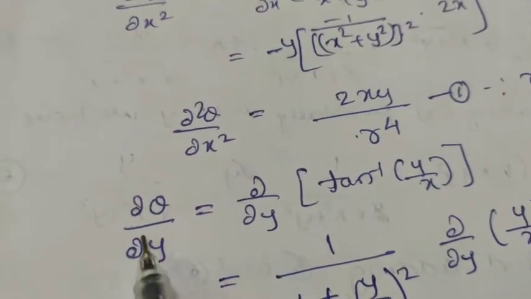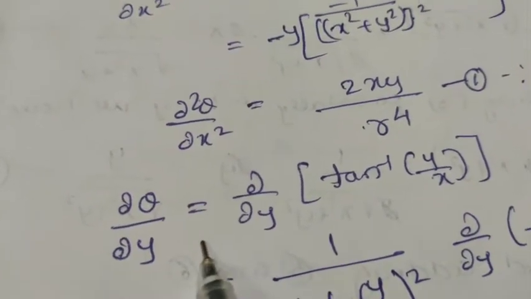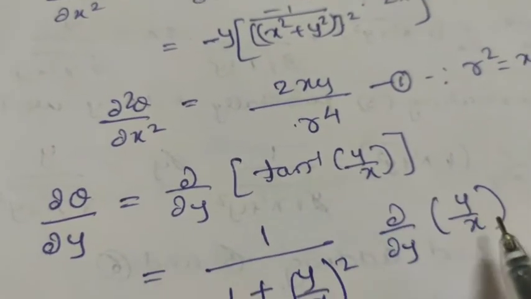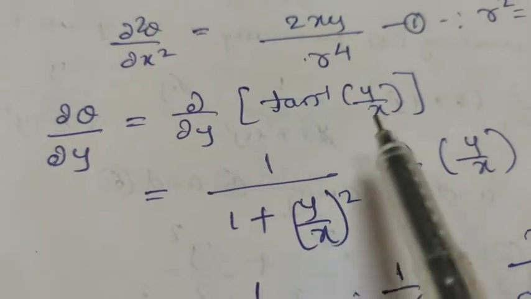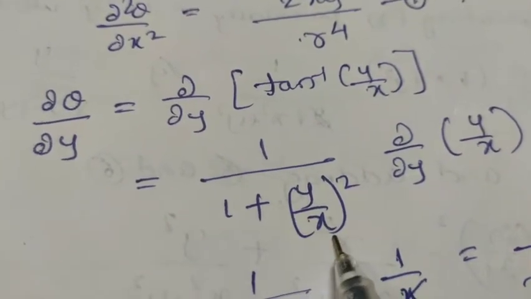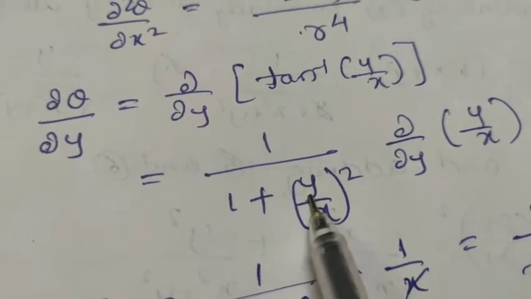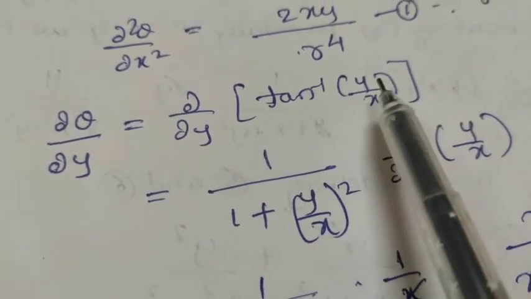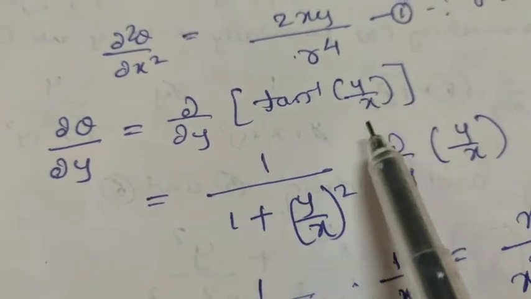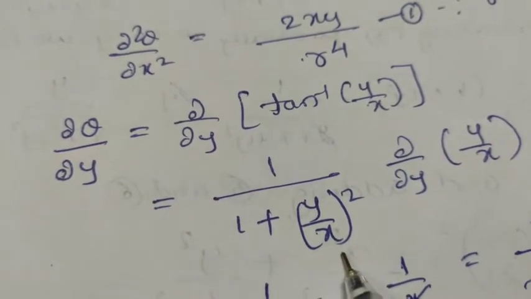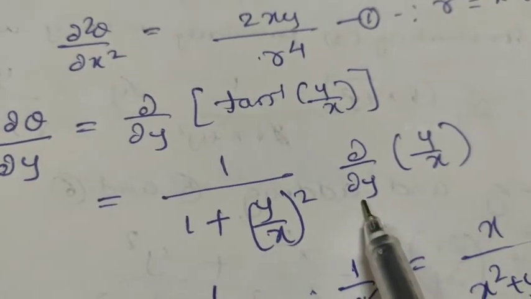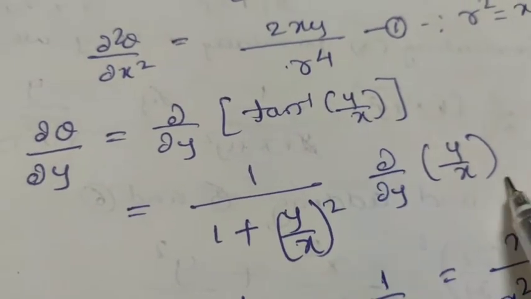Let us differentiate ∂θ/∂y. It is equal to ∂/∂y of theta, where theta is tan inverse y by x. So again it is the same. The derivative of tan inverse theta is 1 divided by 1 plus theta square; in place of theta you can take any variable, it is like a composite function. Tan inverse x gives 1 divided by 1 plus x square, that is 1 divided by 1 plus (y by x) whole square, into ∂/∂y of y by x.